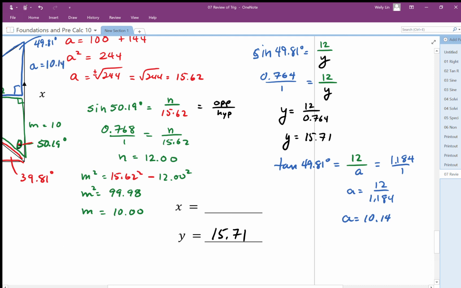And finally, solving for x, the length of x is going to be 10.14 plus 10, so we end up with 20.14 for the length of x.